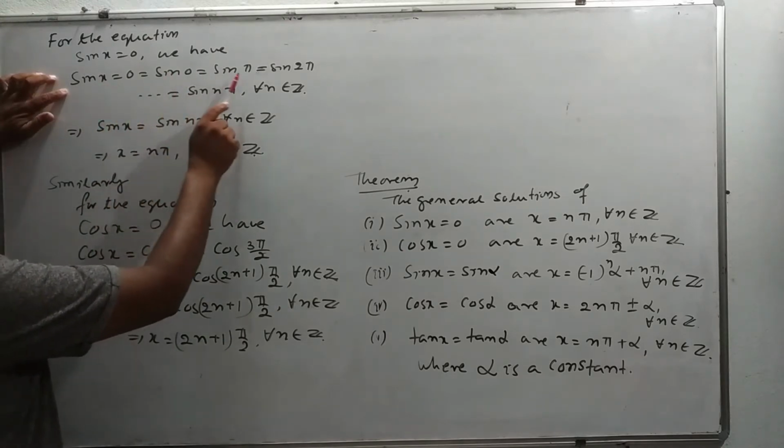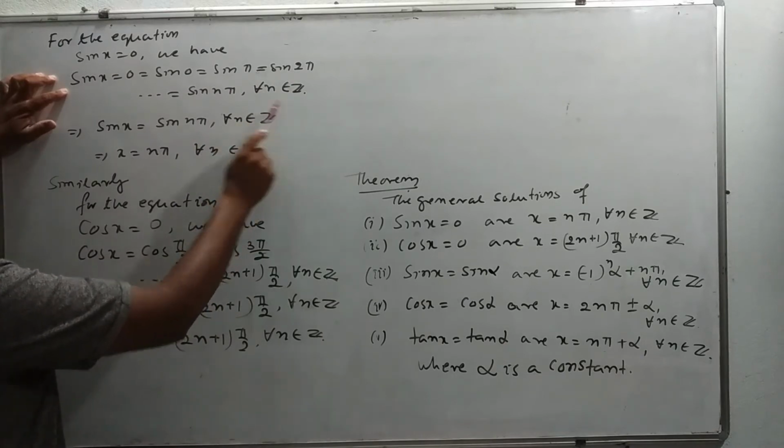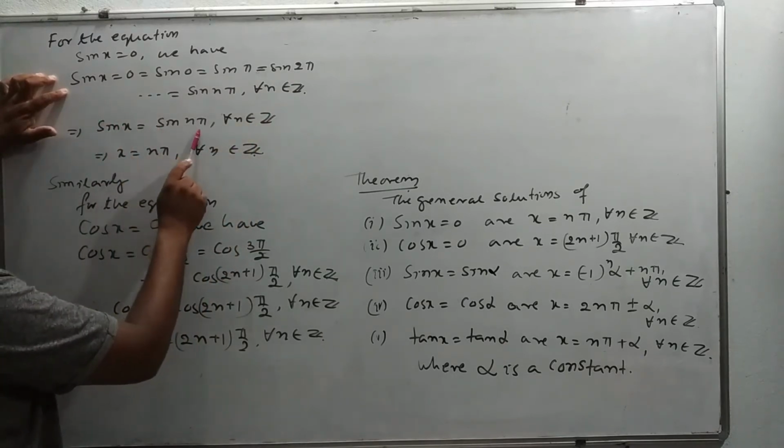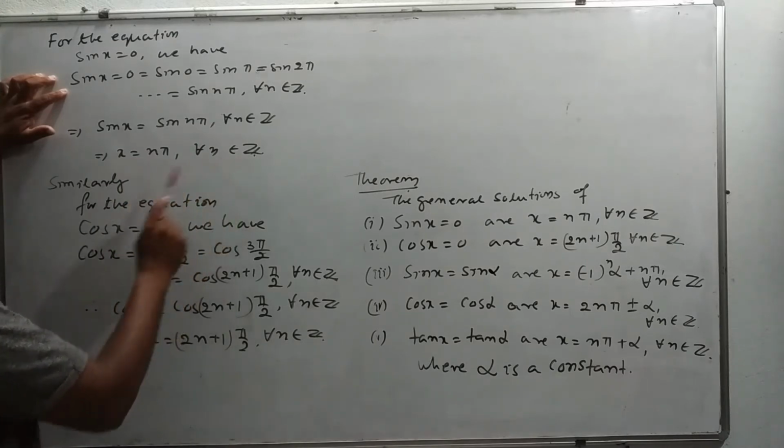sin x equal to 0 equal to sin 0 equal to sin pi equal to sin 2 pi equal to sin n pi for all n belongs to Z. Therefore, sin x equal to sin n pi implies x equal to n pi for all n belongs to Z.